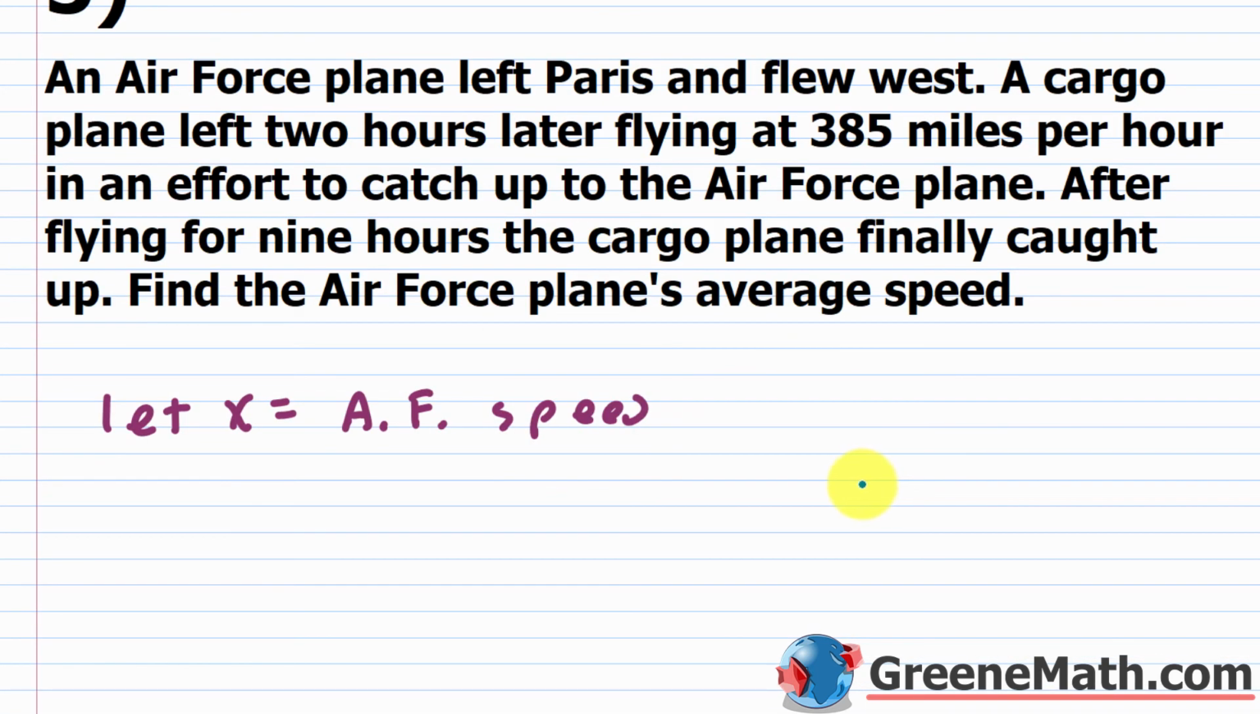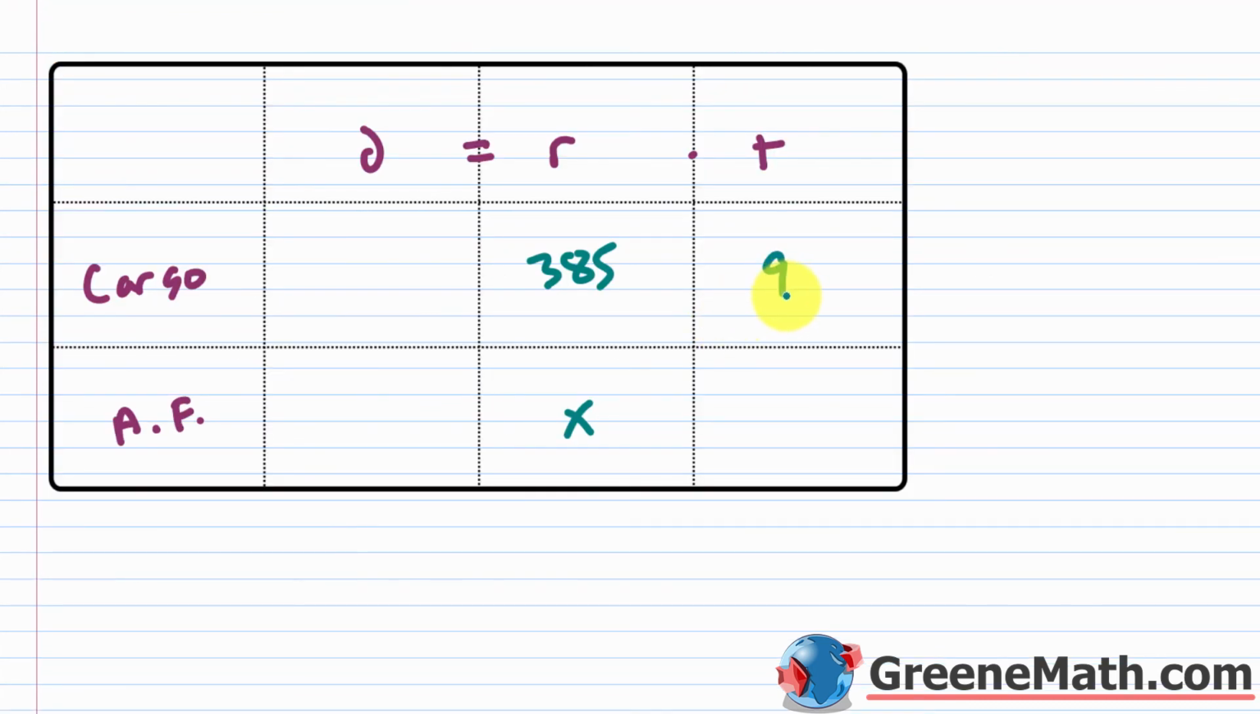So thinking about the time for the Air Force plane now, we see here that a cargo plane left 2 hours later. So that means that the Air Force plane traveled for 2 hours more than the cargo plane did. The time for the cargo plane is 9, so the time for the Air Force plane is going to be 9 plus 2 or 11. Again, I can always just multiply across. 9 times 385 is going to be 3,465, and then 11 times x is just 11x.